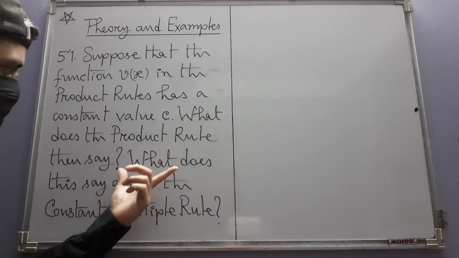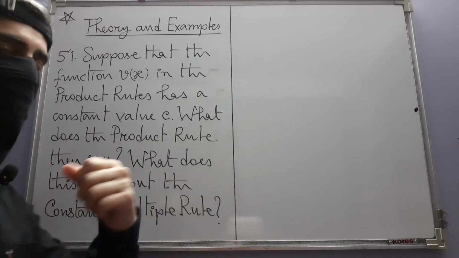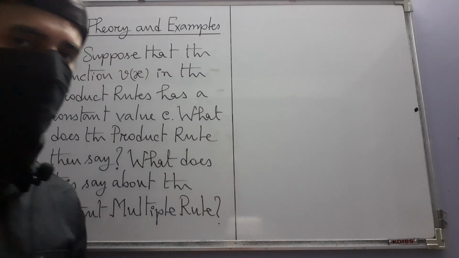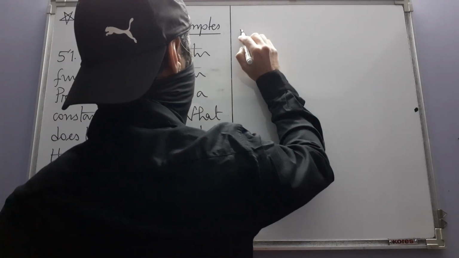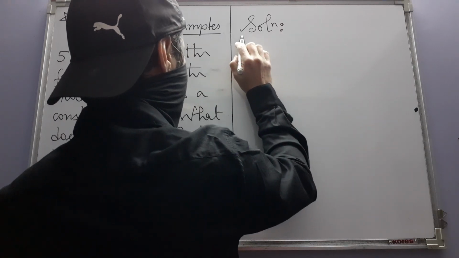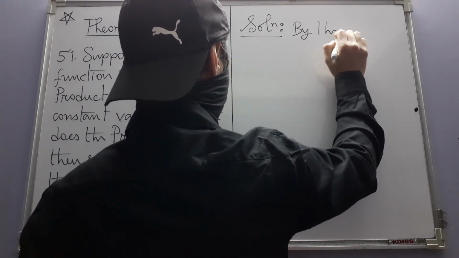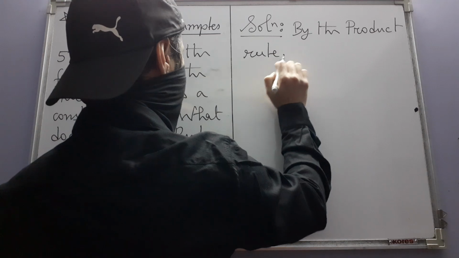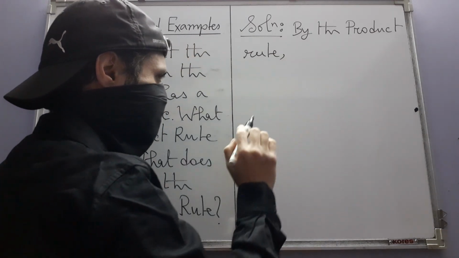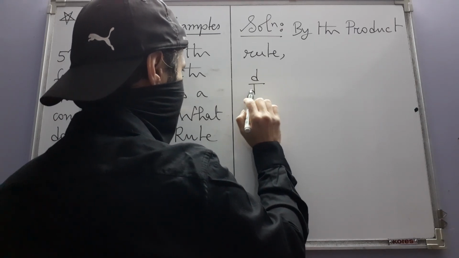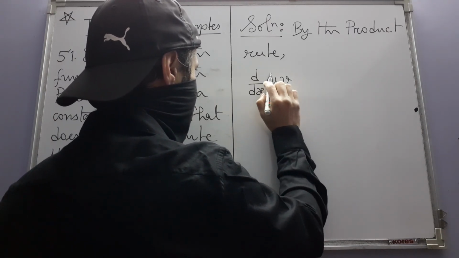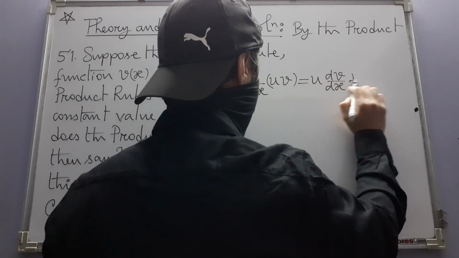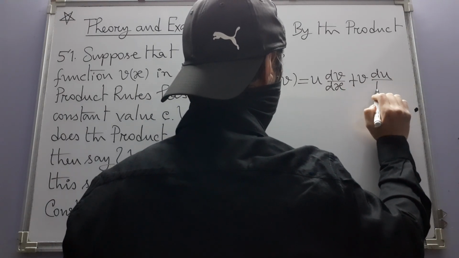And then using that, can we conclude something about the constant multiple rule for differentiation, where we multiply a differentiable function by a constant, a real number? Let's see. By the product rule. So let's just write what the product rule is: u times dv dx plus v times du dx.